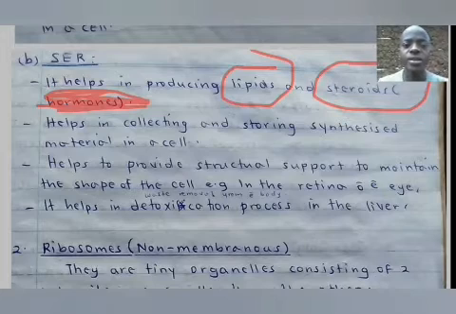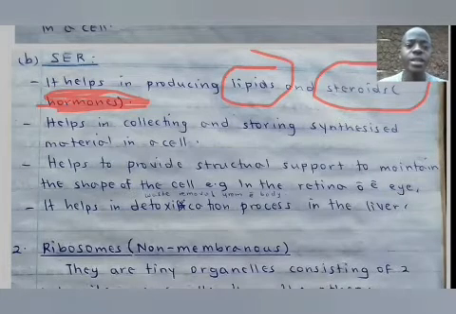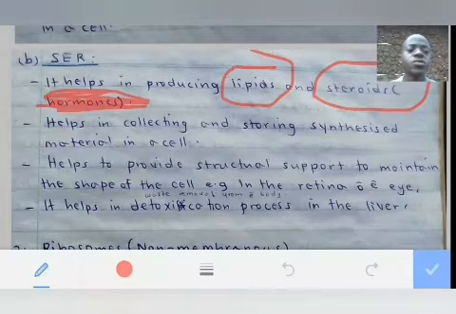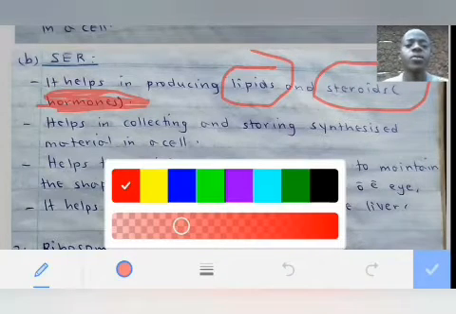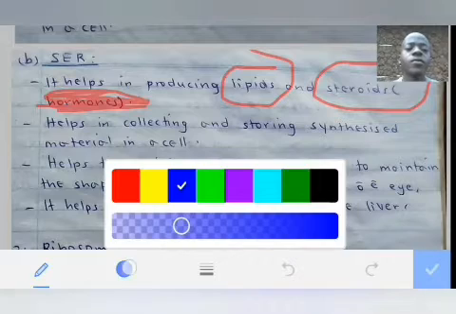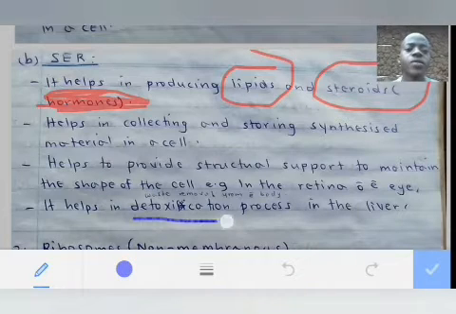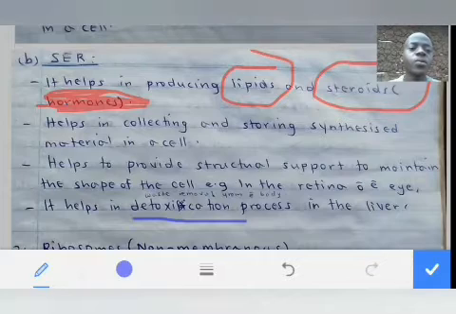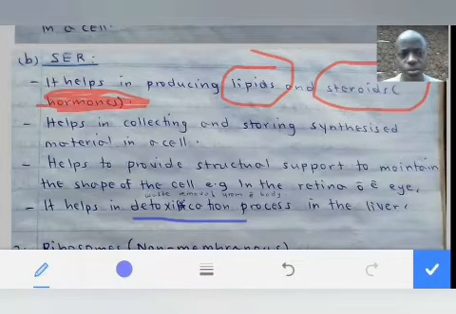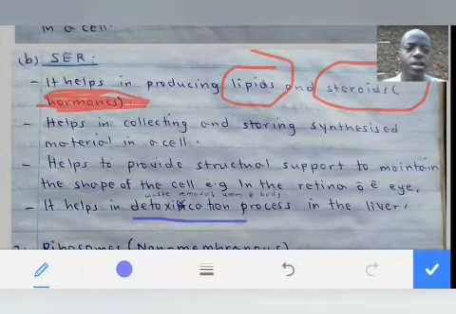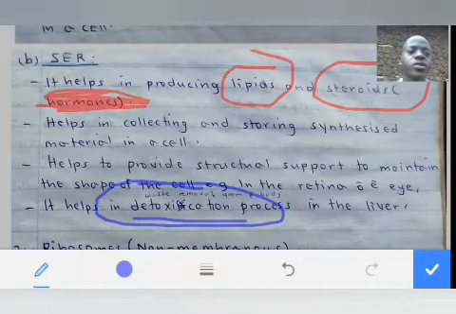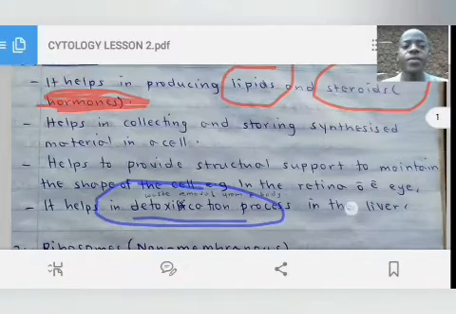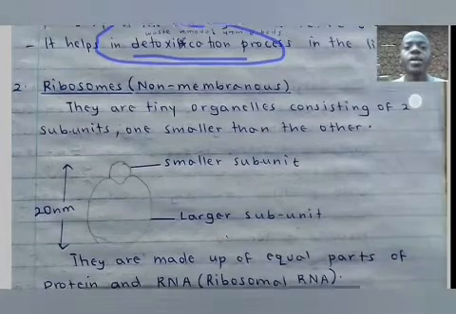So the other function is that it helps in the detoxification process in the liver. So you know the functions of the liver. You must have looked at this one in your O level. So it helps in detoxification. So detoxification is the removal of waste products from the body. So helps in detoxification in the liver. And I think you know the functions of the liver. So now we can go on to the second part.